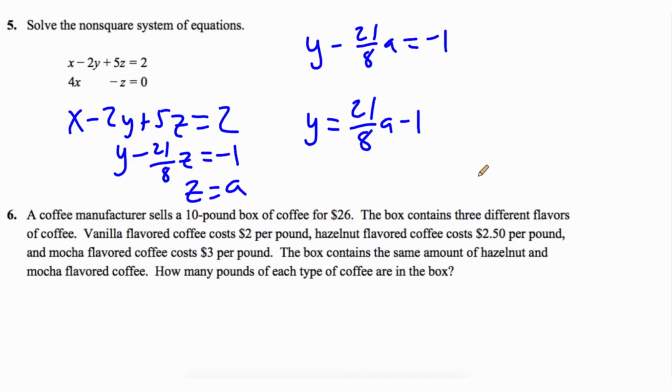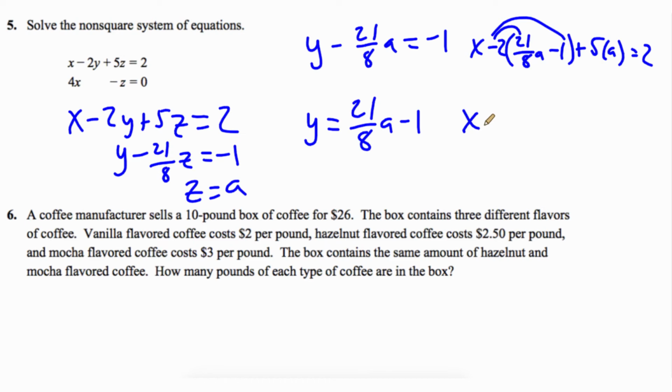And now we need to work on figuring out what x is. So in this top equation, we're going to need to fill in our y value and our z value. So we've got x minus 2 times our y value, which is 21/8 a minus 1. And then we've got plus 5 times our z value, which is just going to be a, equals 2. Now with this negative 2 outside of our parentheses, I'm going to distribute that into the parentheses. So we get x. Now taking negative 2 times 21/8, we can do a little reducing there, and we end up getting negative 21/4 a.